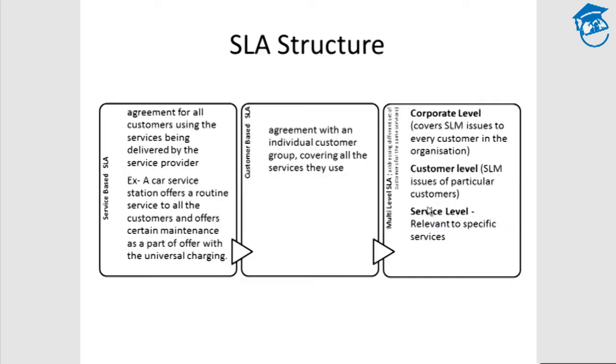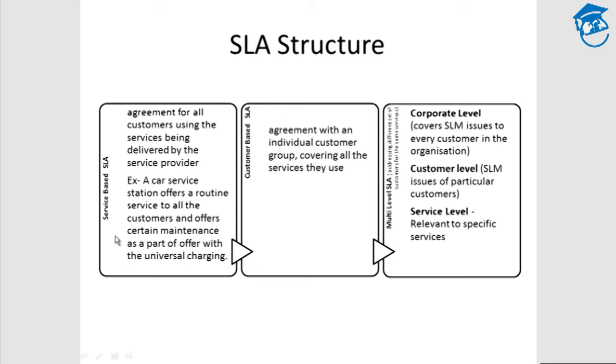This is the SLA structure, which is important. We have different structures of the SLA: service based SLA, customer based SLA, and multi-level SLA. Service based SLA is an agreement for all the customers using the services being delivered by the service provider. An example: a car service station offers a routine service to all customers and offers certain maintenance as part of the offer with universal charging. It means the service is the same for all the customers.